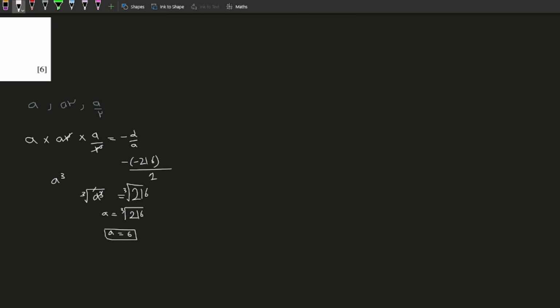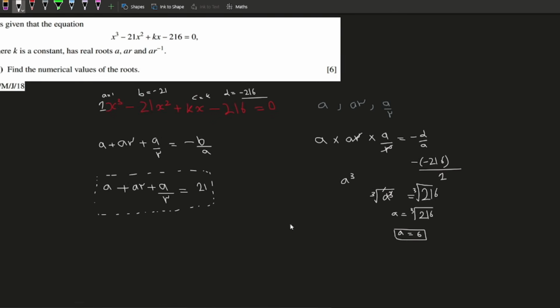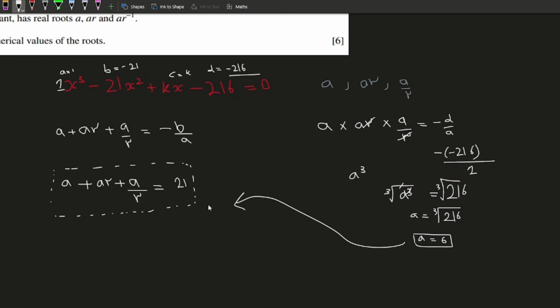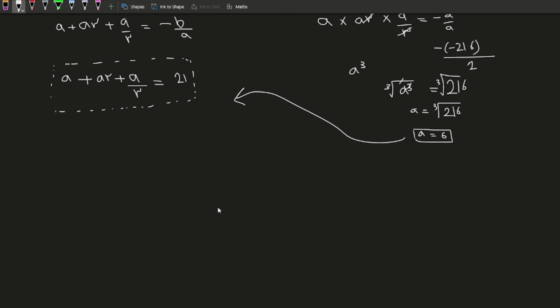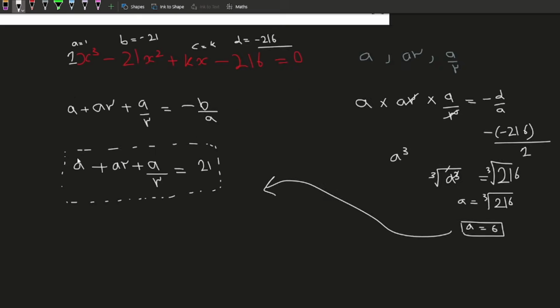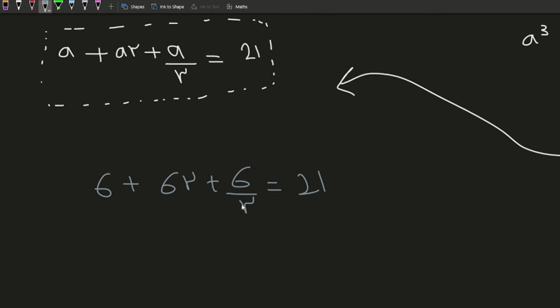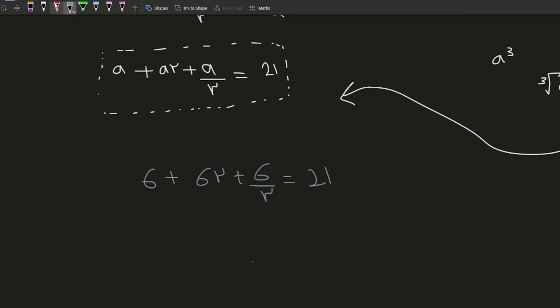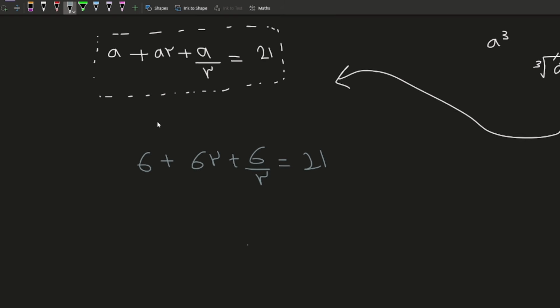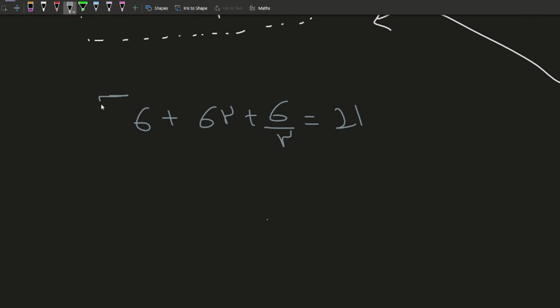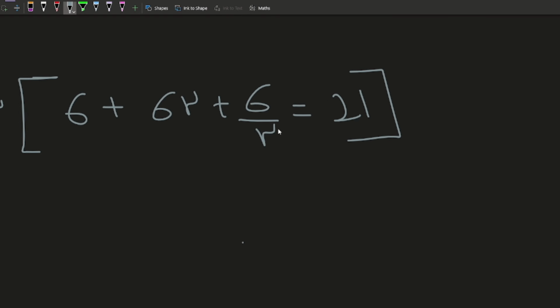Okay, now since we have found the value of a, we can easily input it here and solve for r. So 6 plus 6r plus 6 divided by r is equal to 21. Now let's solve for r. How can we do that? By multiplying the whole equation by r, because we don't need r as a fraction anymore.